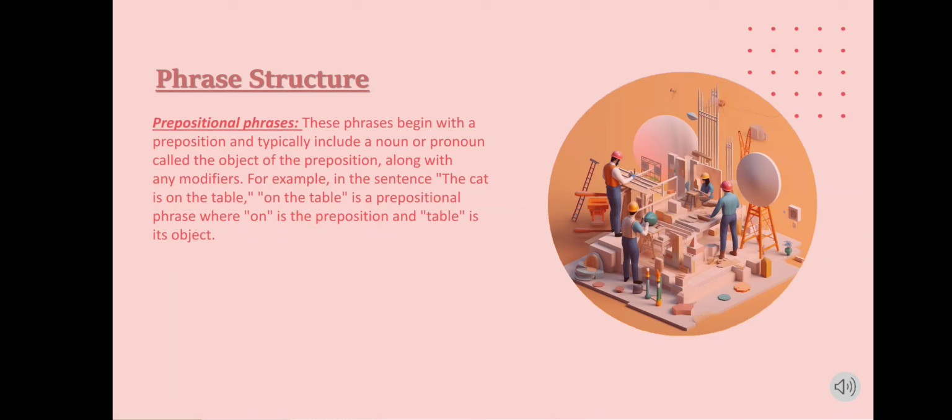For example, in the sentence, the book on the table, on the table is the prepositional phrase, where on is the preposition and table is the object, modifying the verb is. So prepositional phrases are phrases that begin with a preposition and include a noun or pronoun called the object of the preposition, along with modifiers. Another example: the cat is on the table. On the table is the prepositional phrase, where on is the preposition and table is the object.